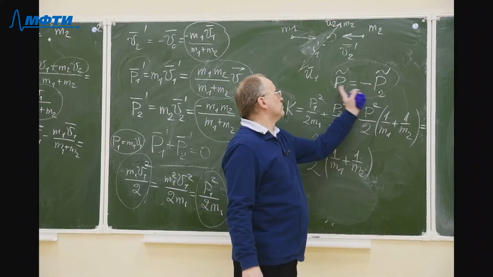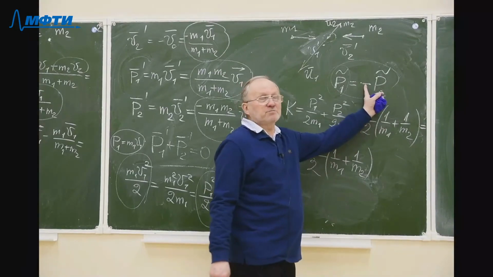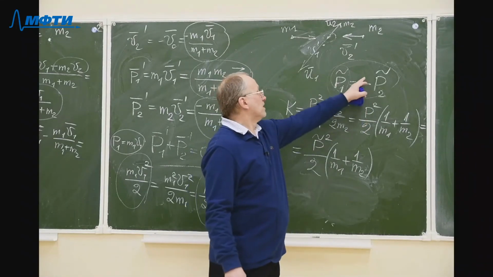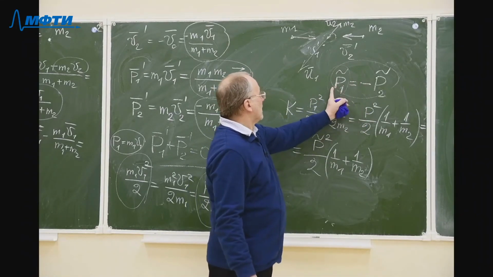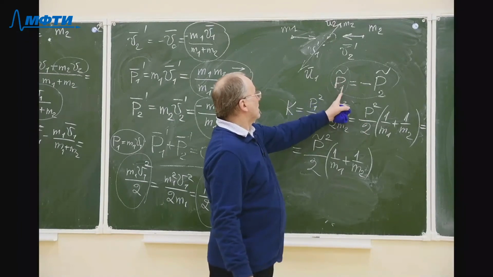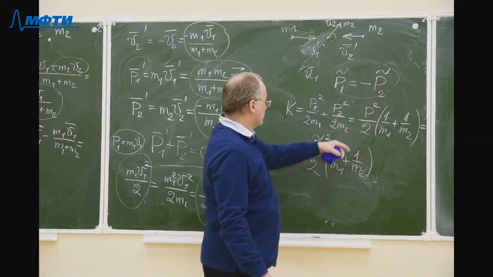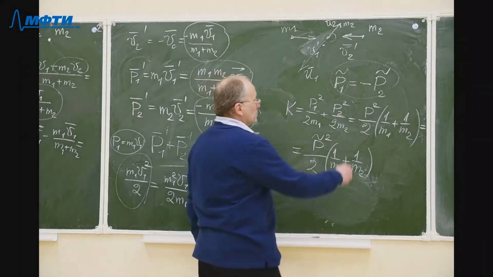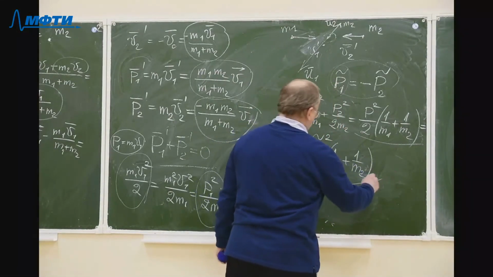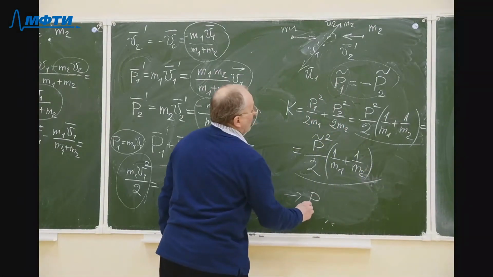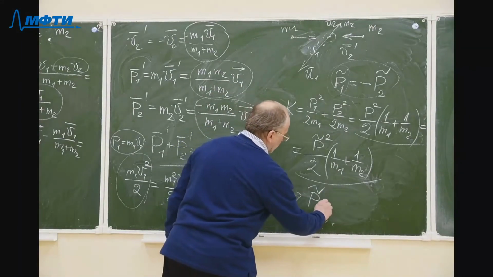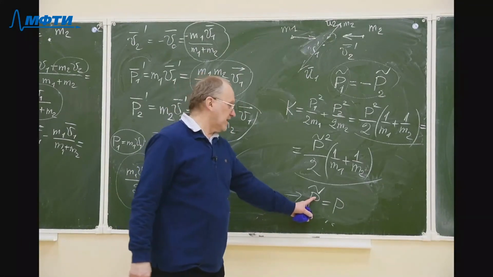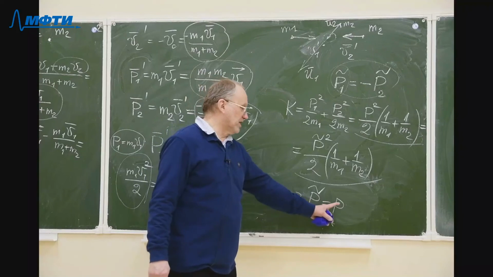Is equal to, these two momenta are equal, oppositely directed. But when I find p squared, this minus sign will not influence the result. P1 squared will be equal to p2 squared, and that will be equal to p tilde, the momentum of each particle after the collision. So if this expression is equal to this expression, from here we immediately obtain that p tilde equals p.